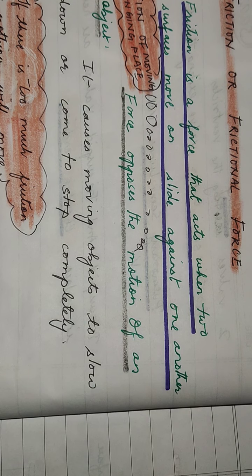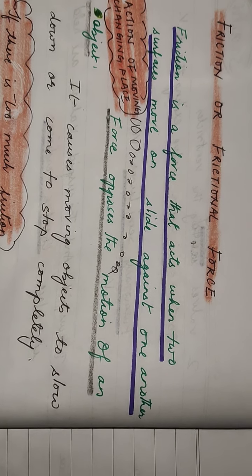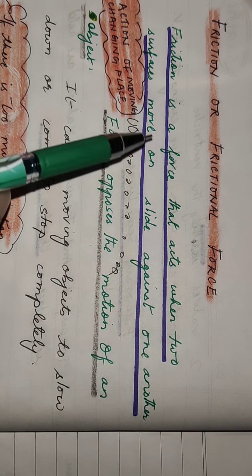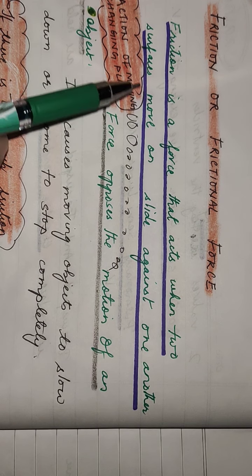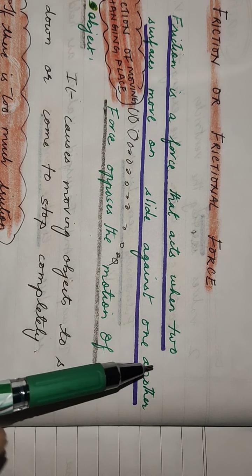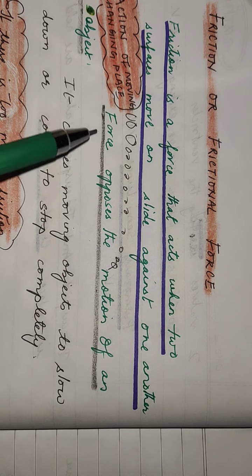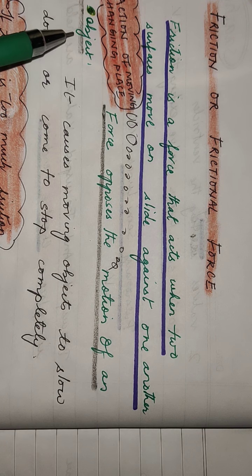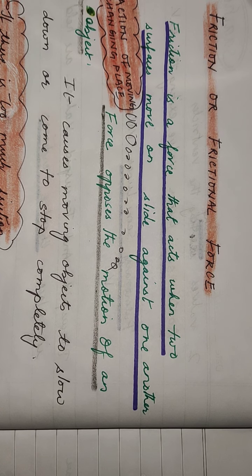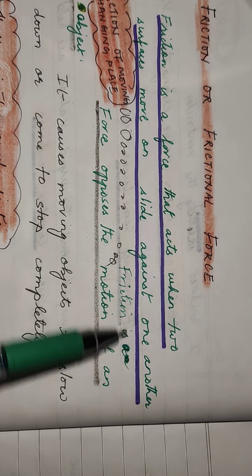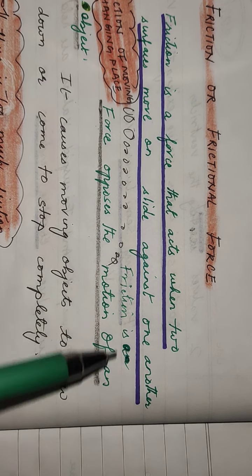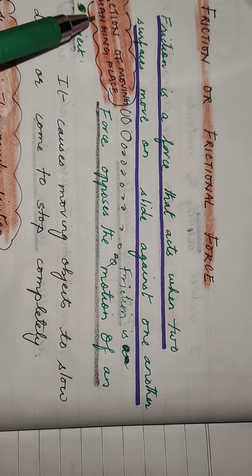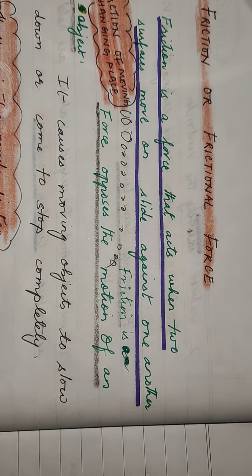All right, so once again, friction or frictional force. Friction is a force that acts when two surfaces move or slide against one another. This force opposes the motion of an object. So friction is a force that opposes the motion of an object. Motion means the action of moving or changing places, moving from one place to another.